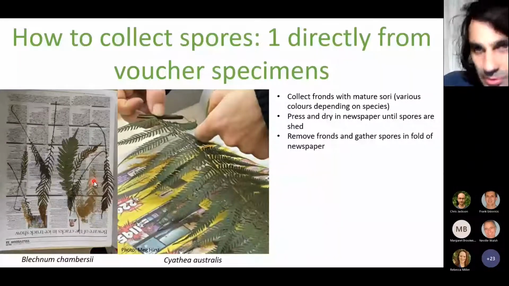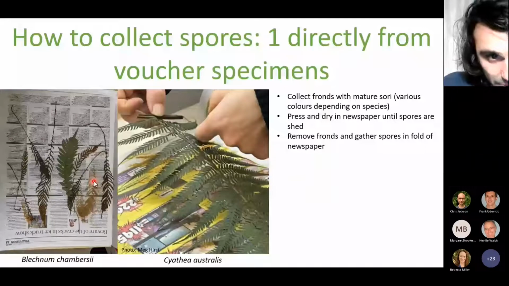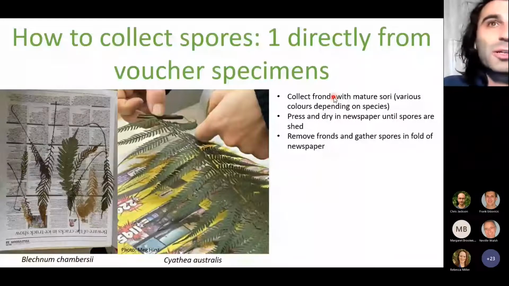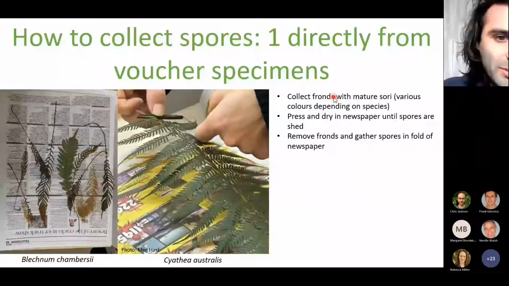And while that seems reasonably straightforward, that you just look for fronds that have spores on the undersurface, it's a little bit trickier in practice than that, because a lot of the time the ferns will look as though they have spores, but they've actually already shed their spores, and you go to press the plant and there's no spores left behind on the newspaper.